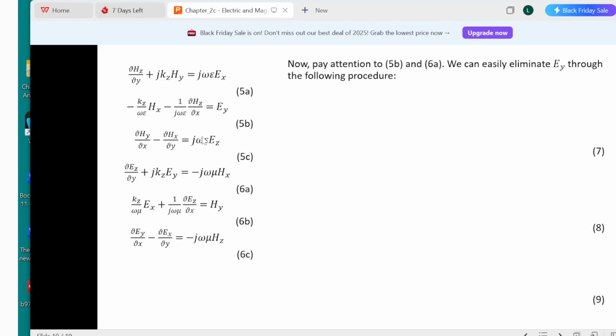In equation 5b, we have h of x. Similarly, in equation 6a, it also has h of x. So what we can do is to eliminate either h of x or e of y. And now we can try this. And we eliminate e of y.